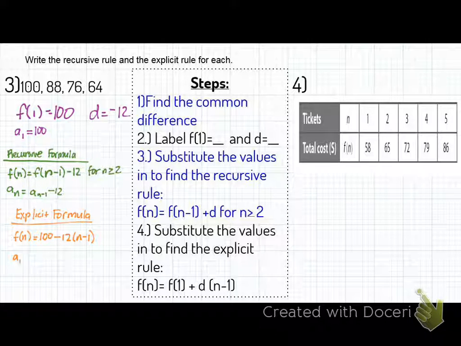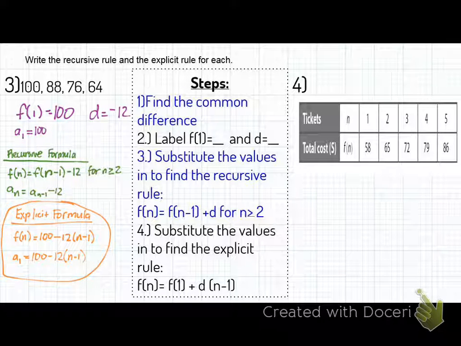So number 1, you should have this written down, but number 3, another way you could see is you could say a sub 1 is equal to 100 still minus 12 times n minus 1. Same idea. All we're doing is changing, you see, instead of f of n, it says a sub 1. Same thing. And that's it. Does that make sense? Yes. Good.